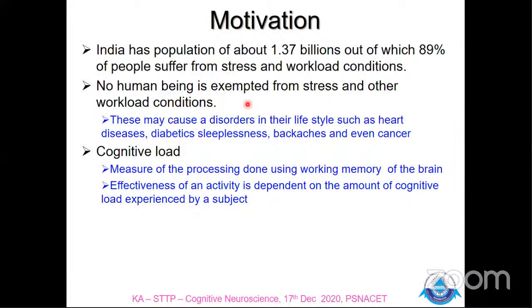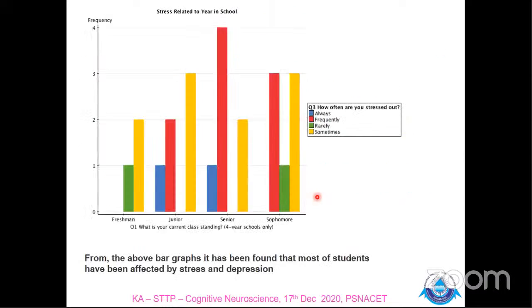It can cause disorders, as we already studied, headache and other things. Cognitive workload plays a crucial role for working memory. This can affect school students too. We ask the question, and most of the people at junior and senior level are frequently affected by stress. So we are more worried about stress level quantification for students. This gives the motivation.